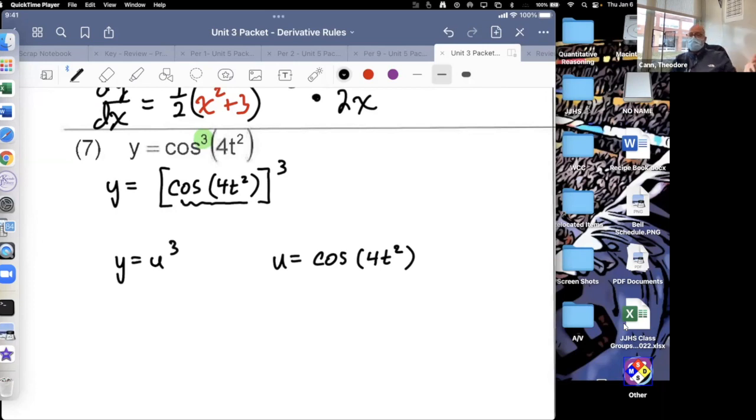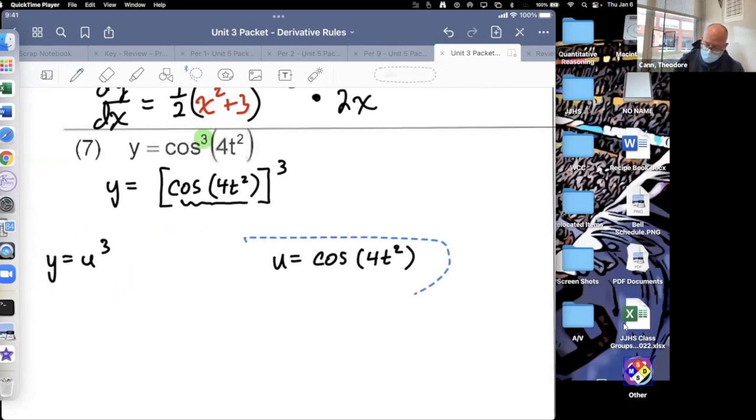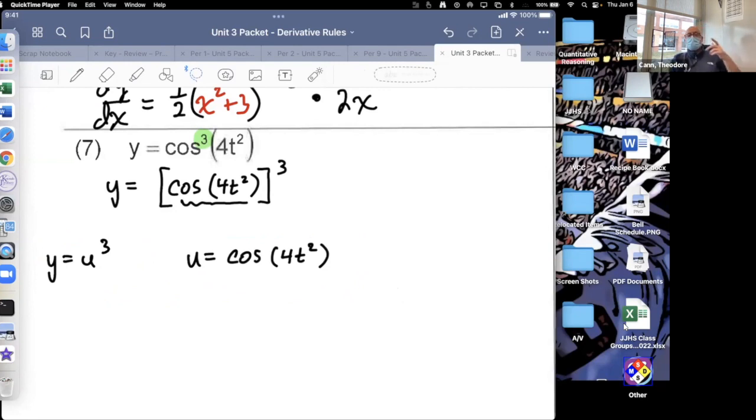And then you could do just a quick mental double check. If I replace the u with the cosine of 4t squared, would that get me back to the original function? Yeah, absolutely. Remember what I said before. When you go to take the derivative, it should be something that you look at and say, oh, I could do this fairly easily. The u cubed, perfectly fine. Cosine 4t squared, that might be a problem.